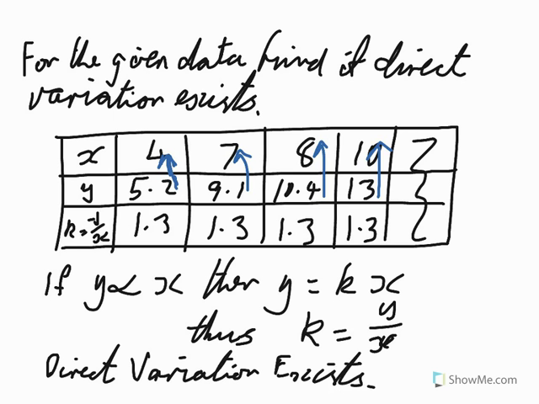Now we could have also established that if we wanted to by drawing a graph. If we draw an accurate graph and that graph's a straight line, then direct variation exists. Okay. Next example.